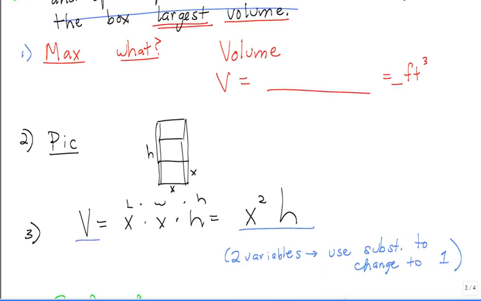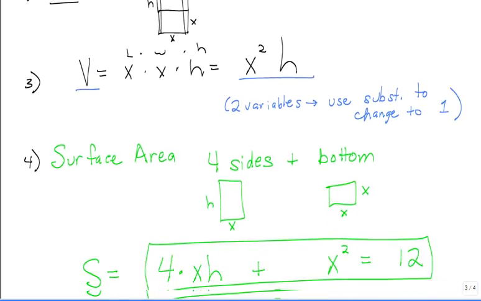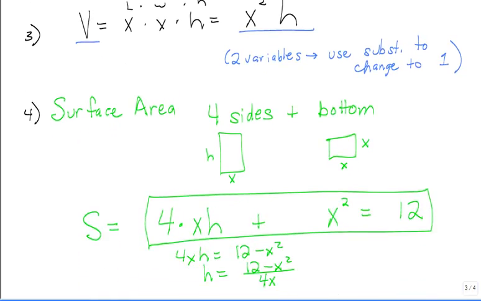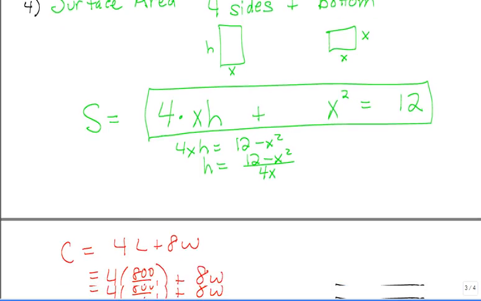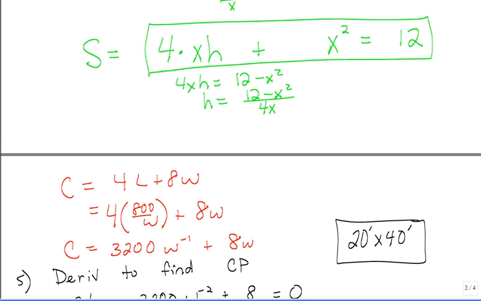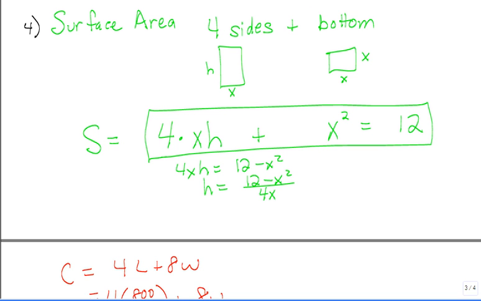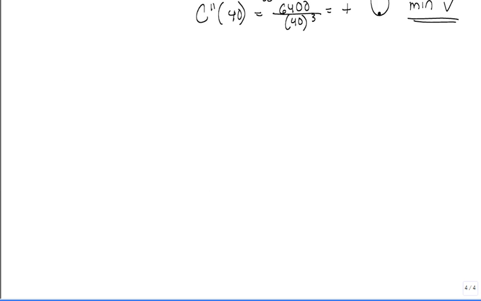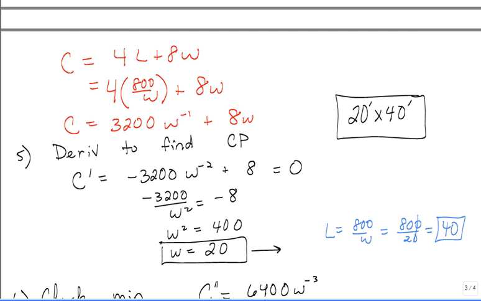Okay, so we get the equation. We draw a picture to get an equation in two variables. We find another equation in the problem. Another sentence is going to give us another equation. And then we solve for one of the variables. It does not matter which one. Substitute it back into the problem, and check to see if we have a max or a min.